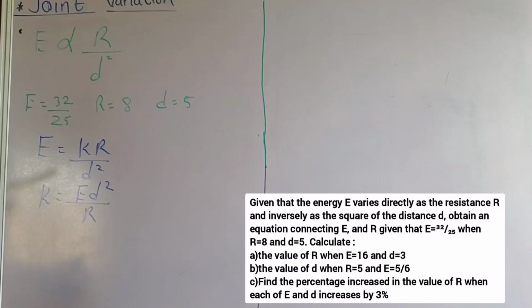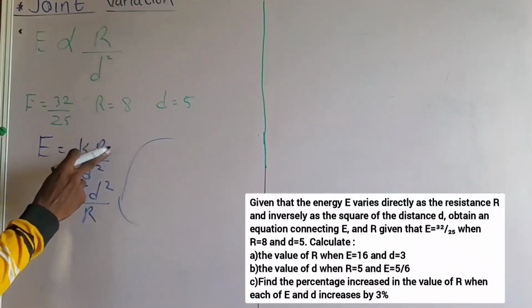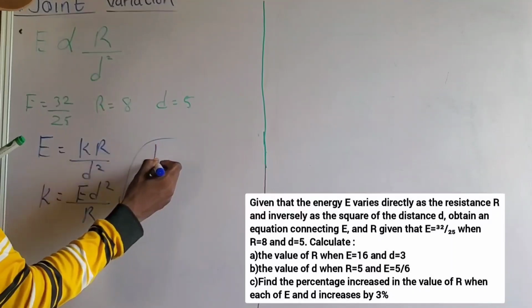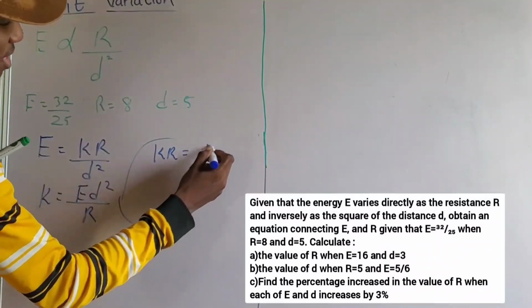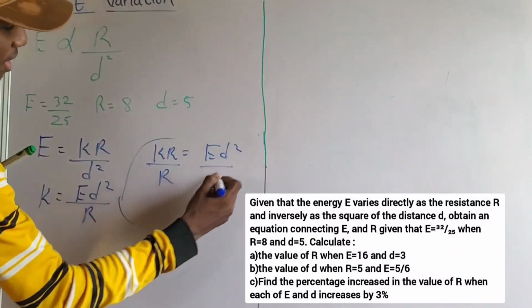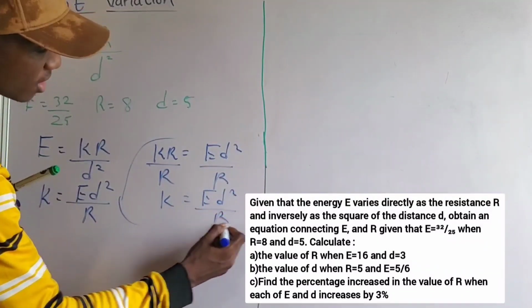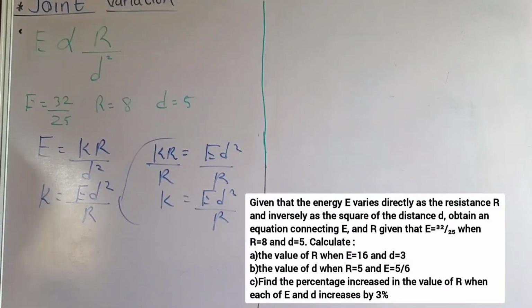I've not done anything. Or you are wondering what I did? This is what I did. E equals KR over D squared, right? KR is equal to ED squared. Are you getting it? Divide both sides by R, this over R and this over R. So K equals ED squared all over R. Do you understand? Okay, back to the question.